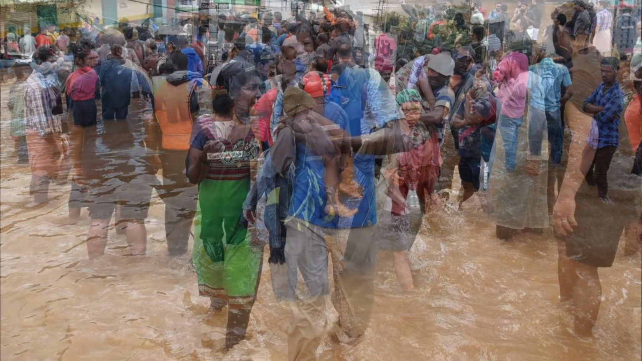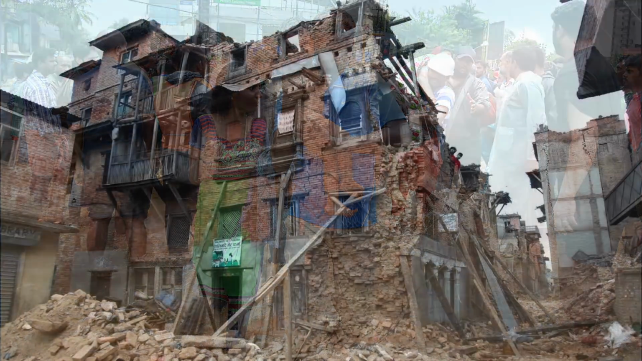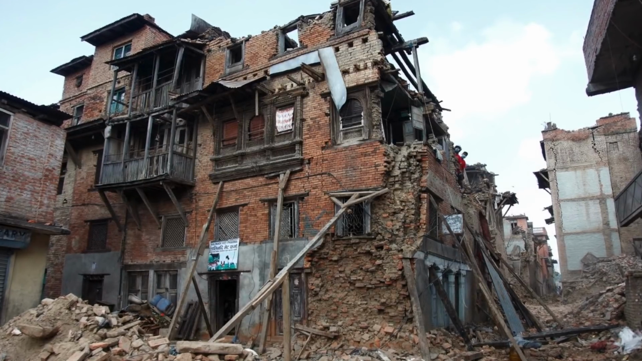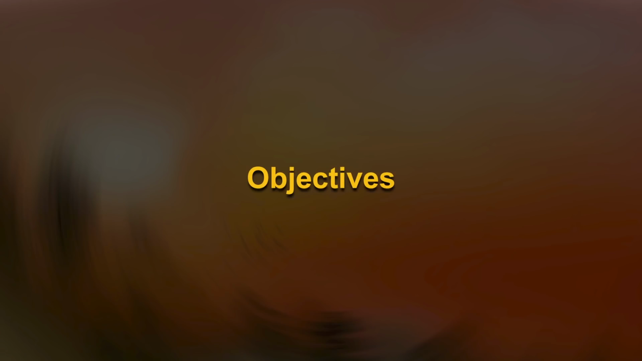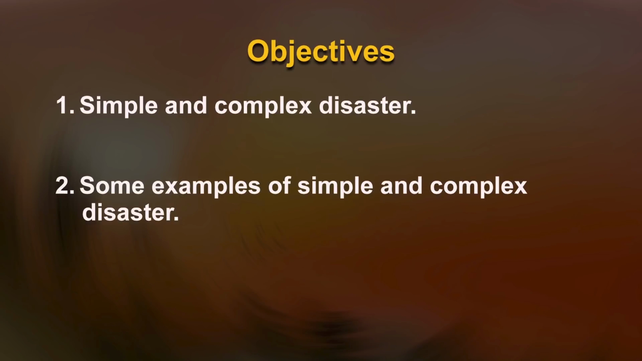This lesson explains the disasters as simple and complex disasters, and some of the examples in both categories are also discussed. Our objectives of this lesson are: on completion of this lesson, you would know about 1. Simple and complex disaster, 2. Some examples of simple and complex disaster, general classification of disasters.